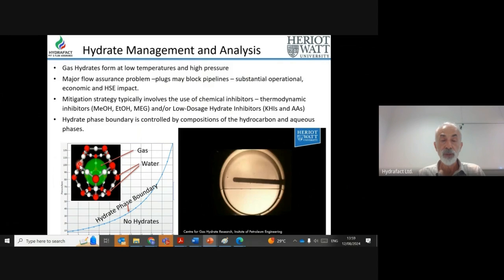You see that this is water, this is gas molecule. And this is the hydrate phase boundary. To the left of this phase boundary, we have hydrate. To the right, we don't have any hydrate. This phase boundary depends on the composition of gas phase and aqueous phase.